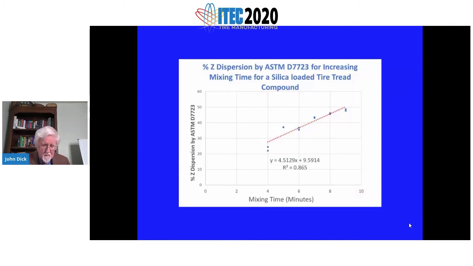On the next slide, you can see how the correlation came out for the percent Z dispersion of the silica dispersion in this particular tread compound. And it came out very good, I think. The R square came out to be 0.865, which is very good. And so that worked quite well.